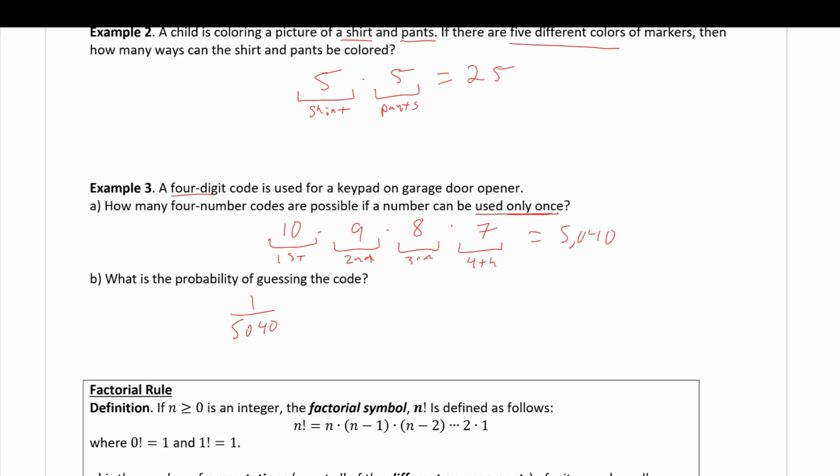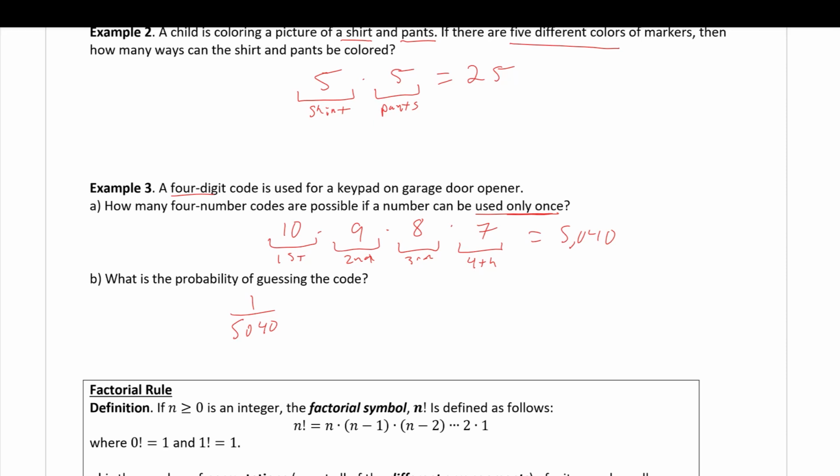Now, there's one thing to note here. That little restriction of using a number only once, you might say, is that for security purposes? Does that mean that it increases the number of possible ways? Well, let's think about it. If we didn't have that restriction, and you could use a number more than once, well, we would have, for the first choice, 10.